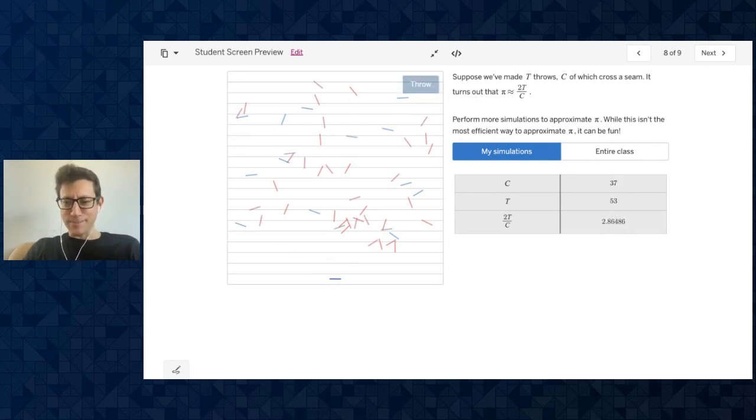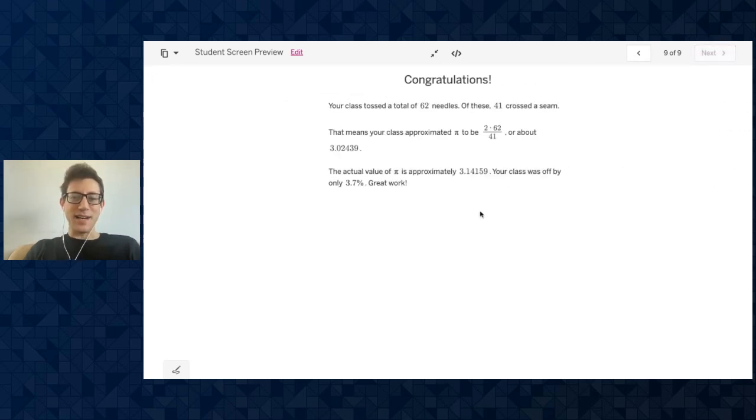So let's see how I did here. I did 56, 57, 60 throws. Ooh, exactly. Oh, 61 throws, 62 throws. And on the last screen here, I can see I'm only 3.7% off.